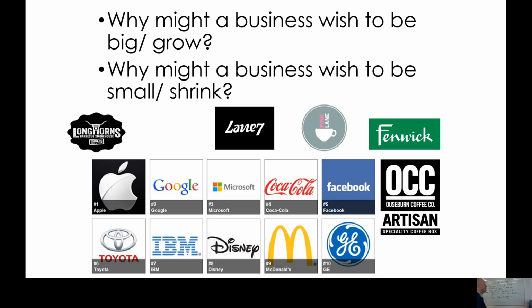So just on the 2 sides of your whiteboard or sheet of paper, thinking about those small local businesses and also the big global businesses, why would they want to be big? Why won't you want to be small or shrink? 30 seconds, just jot down some ideas.